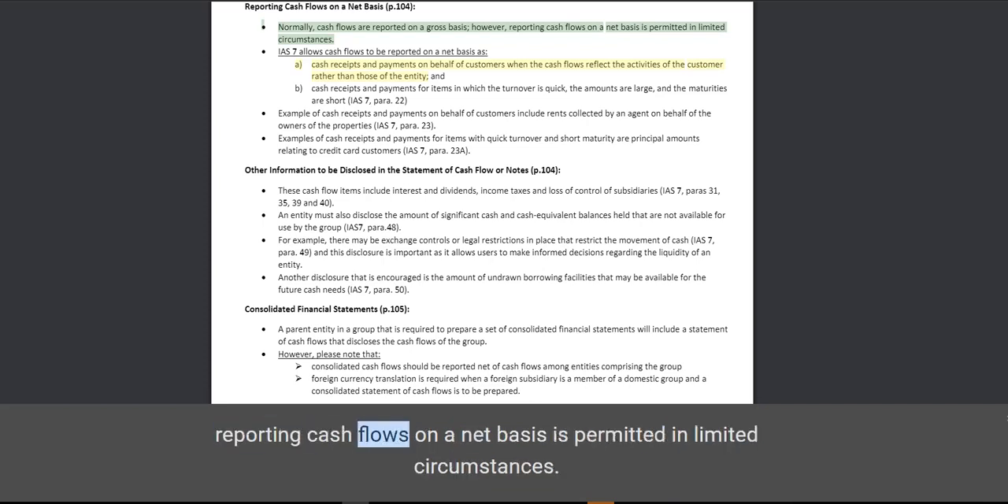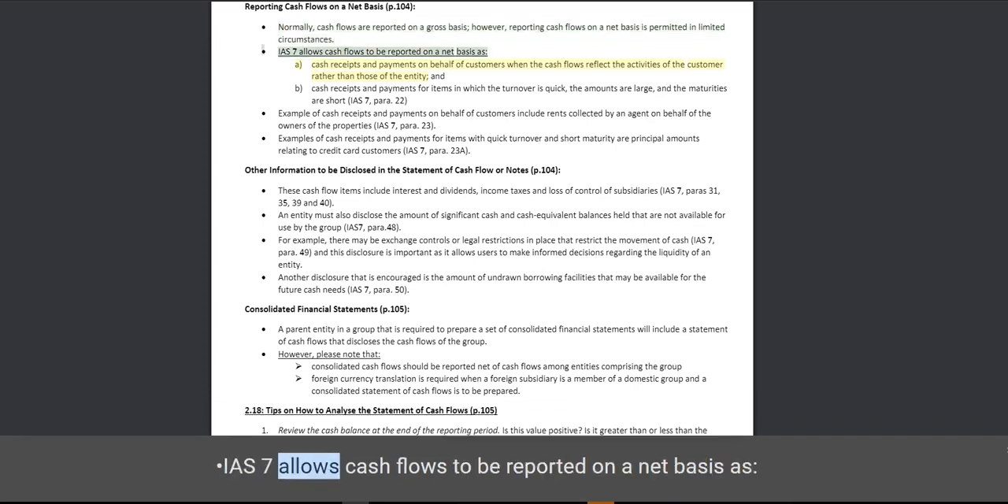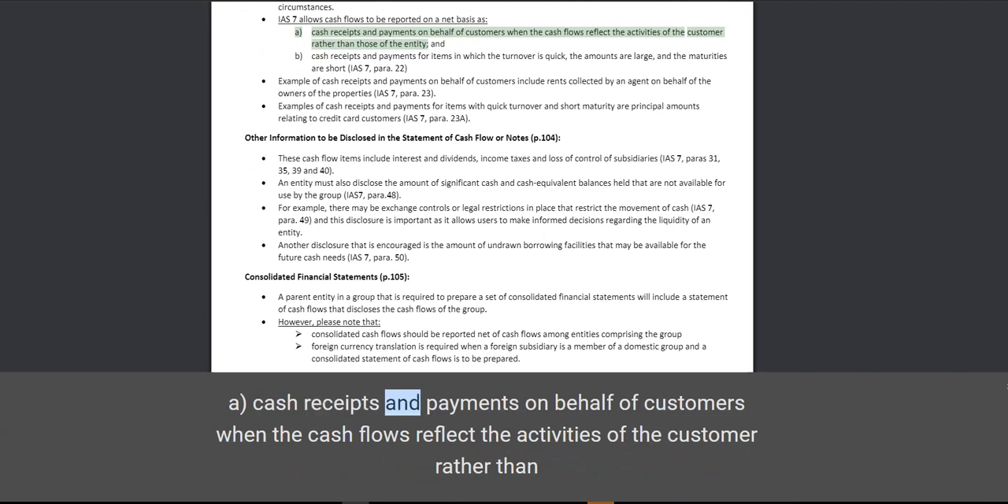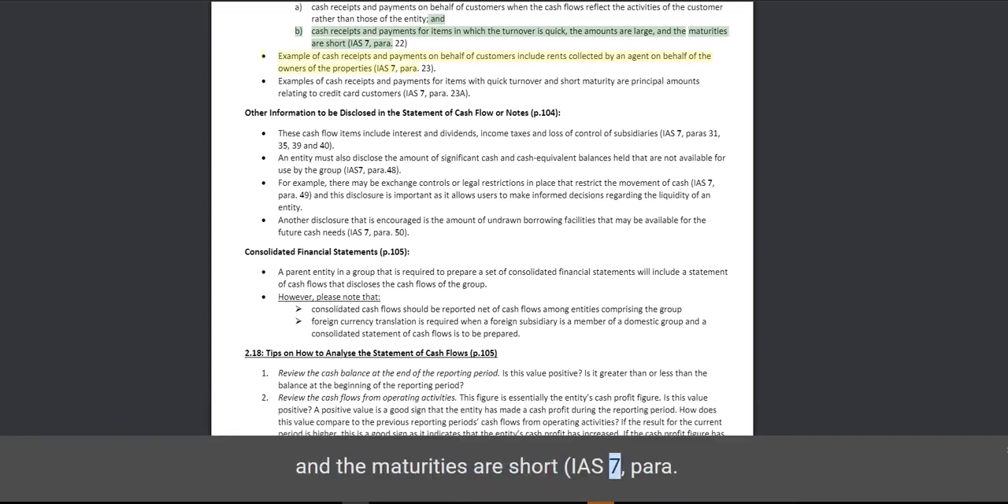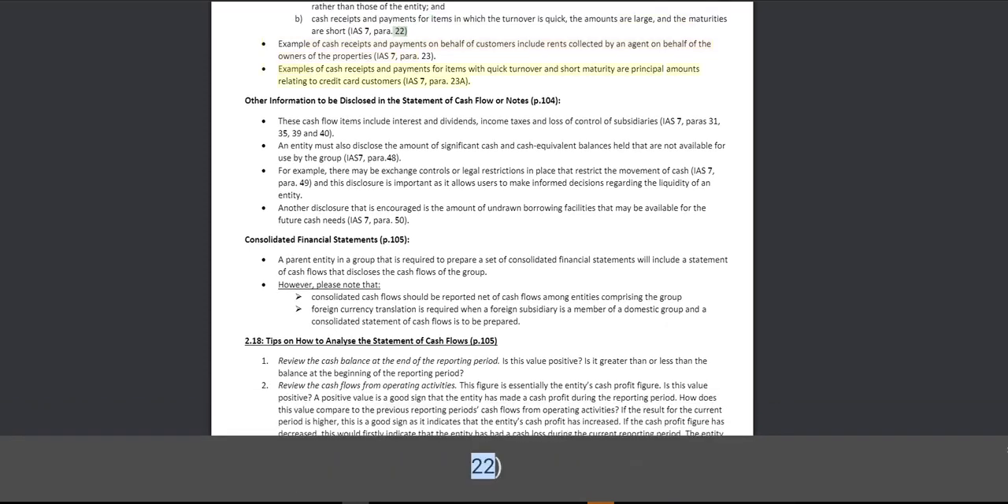However, reporting cash flows on a net basis is permitted in limited circumstances. IAS 7 allows cash flows to be reported on a net basis as: A. Cash receipts and payments on behalf of customers, when the cash flows reflect the activities of the customer rather than those of the entity. And B. Cash receipts and payments for items in which the turnover is quick, the amounts are large, and the maturities are short. IAS 7, para. 22.